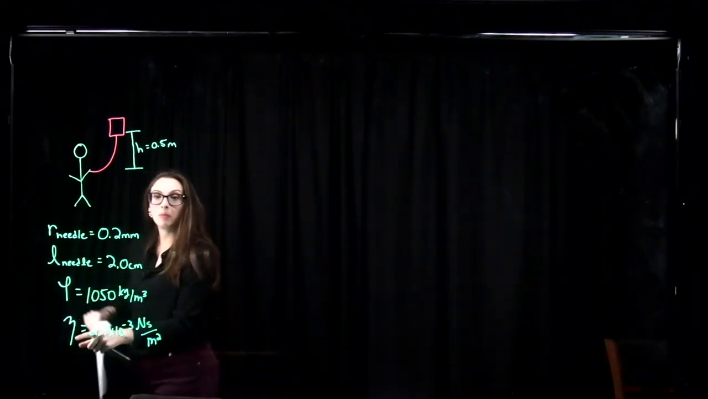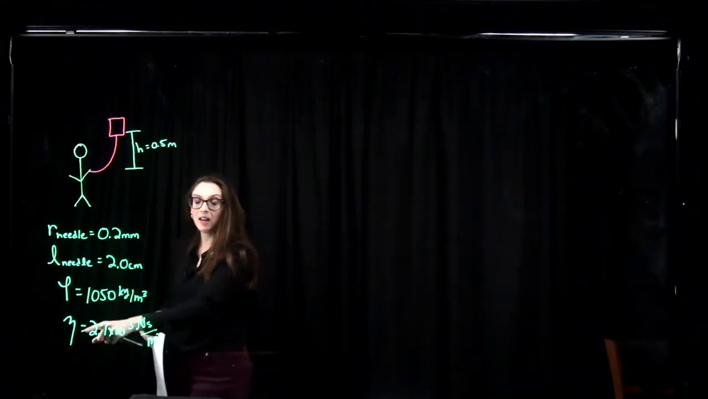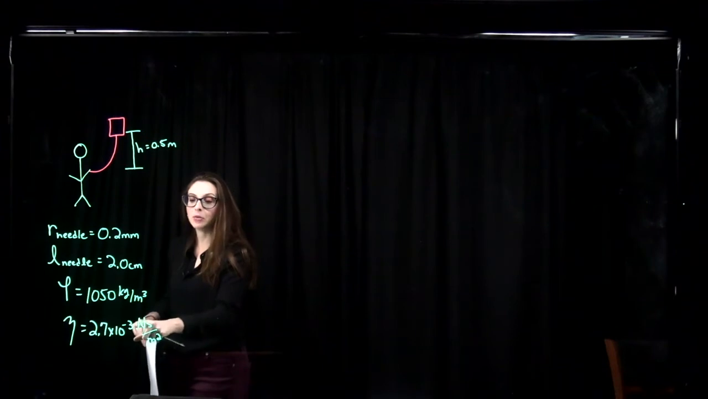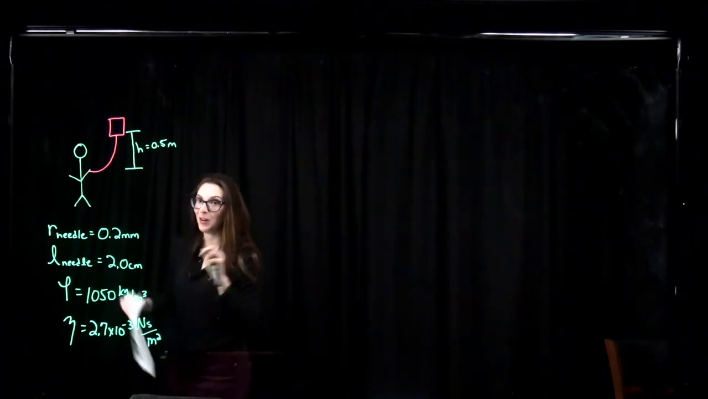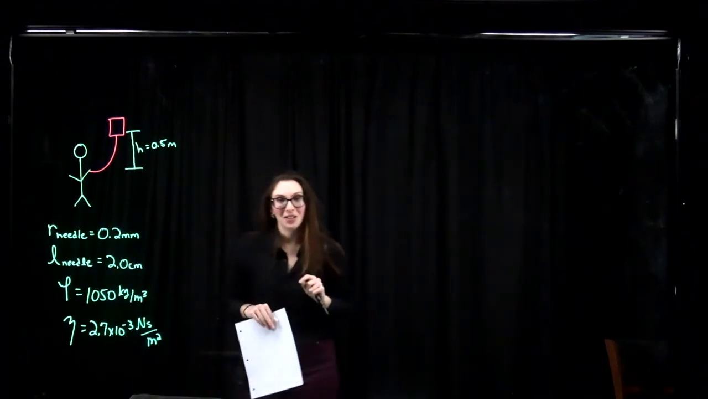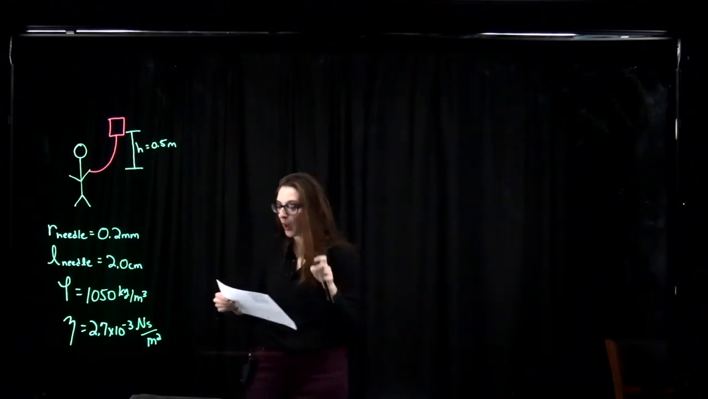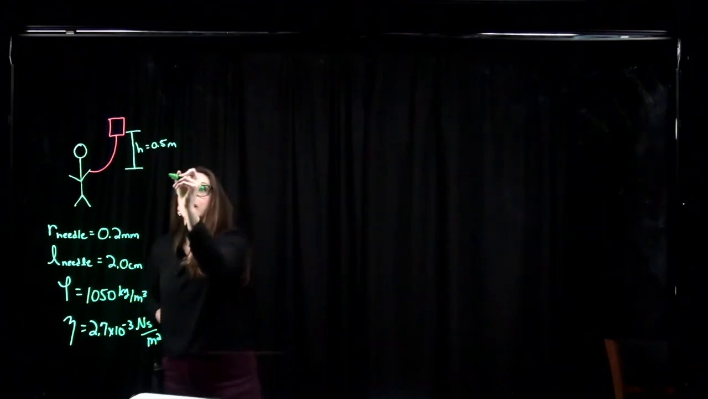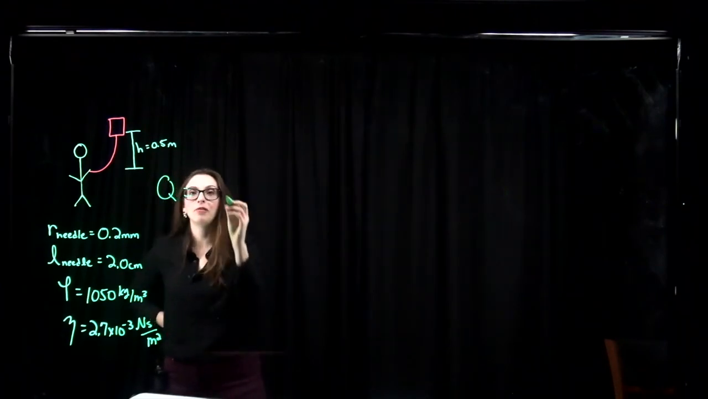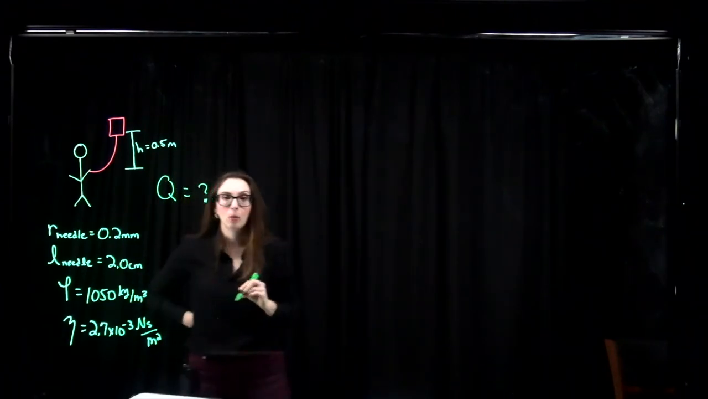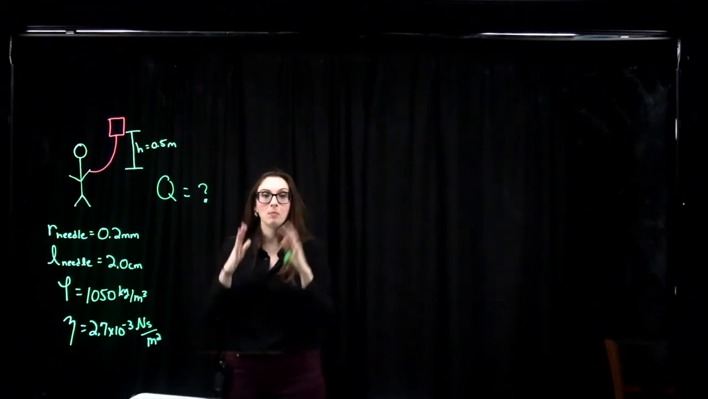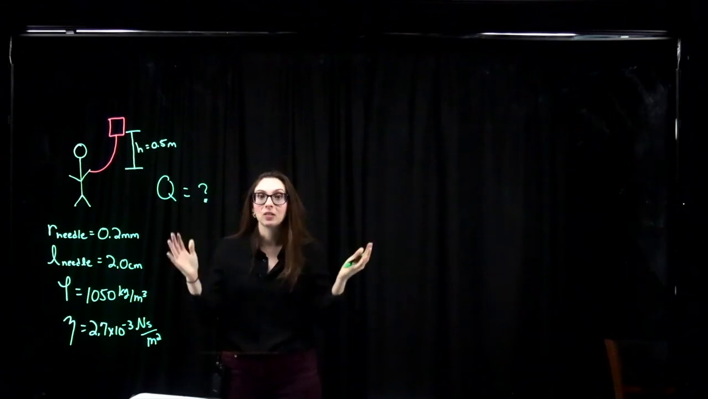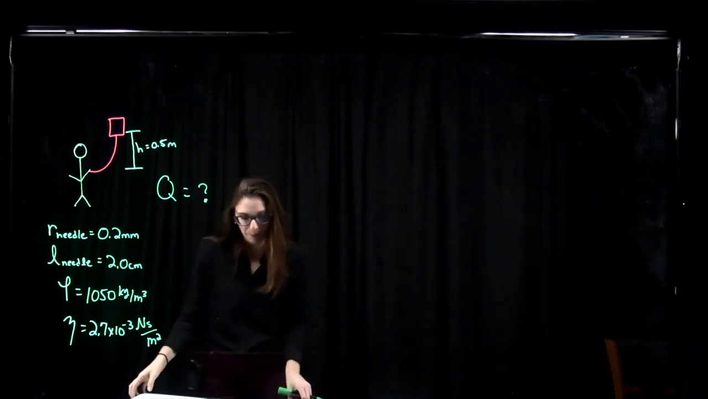which I'm going to represent by the Greek letter eta here, the viscosity of the blood is 2.7 times 10 to the minus 3 Newton seconds over meter squared. That's just our unit for viscosity. Okay, so what is the rate of the flow? So we're looking for Q. That's what we're using for our flow rate. Volume per time. So it'll be a meter cubed per time. Meter cubed per second is the unit that we're going to be looking for.